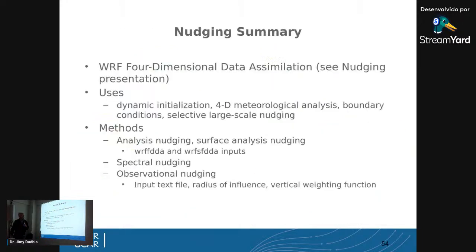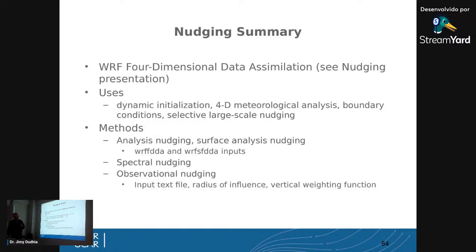We also have a capability we call nudging in WRF, which allows you, when you run long simulations, to keep the model roughly on track. It's used for several methods. Dynamical initialization, where you have nudging before your forecast starts. Four-dimensional meteorological analysis, where you nudge through a whole period. It nudges the model towards the analyses. So you're getting maybe a high resolution time and space analysis. The model is used to interpolate basically with physics and dynamics to give you better resolution than the original analysis.